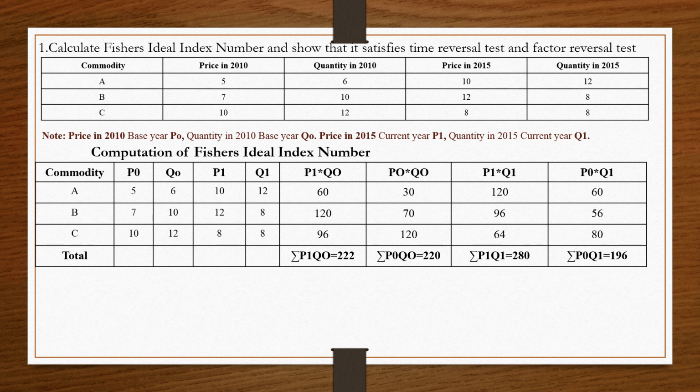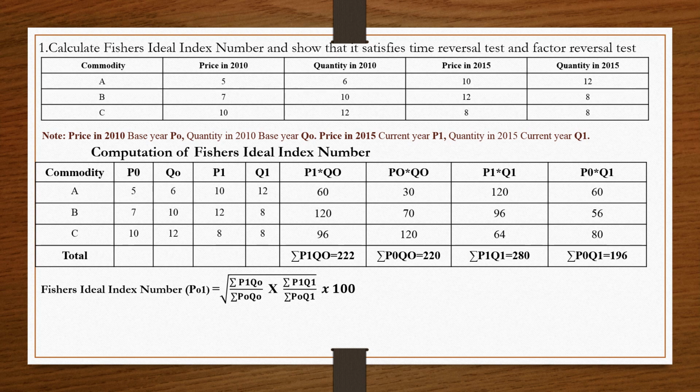Summation of P0 Q0 is equal to 30 plus 70 plus 120, that is 220, and summation of P1 Q1 is 120 plus 96 plus 64, that is 280. Then summation of P0 Q1 is 60 plus 56 plus 80, that is equal to 196. Yes, now the Fisher Ideal Index number.